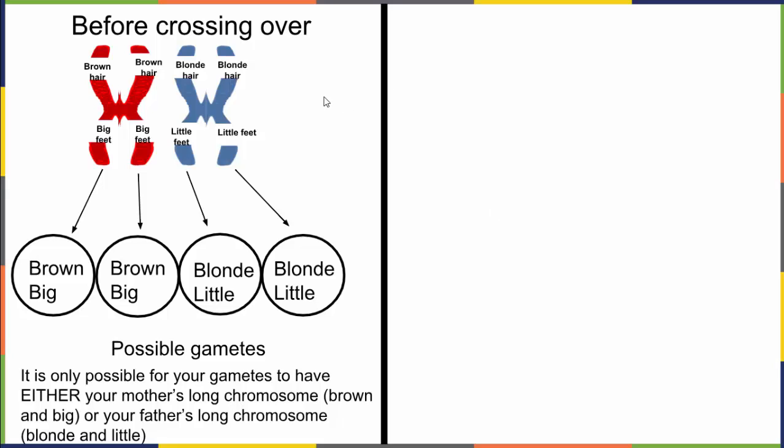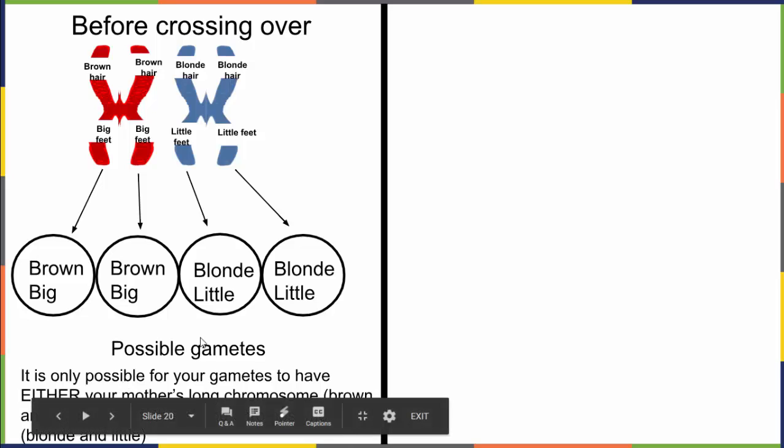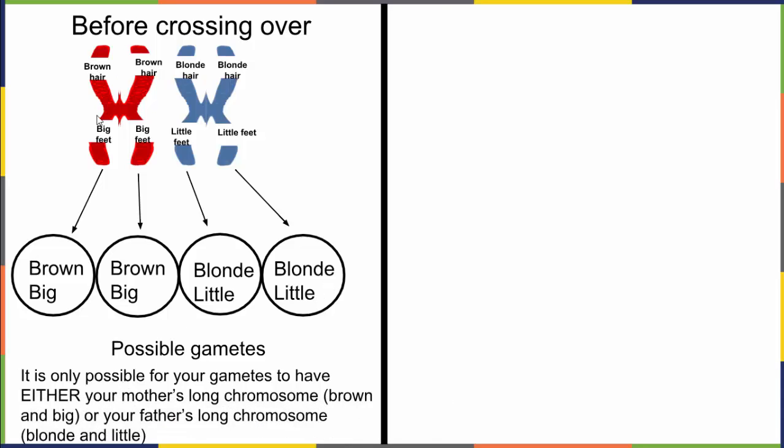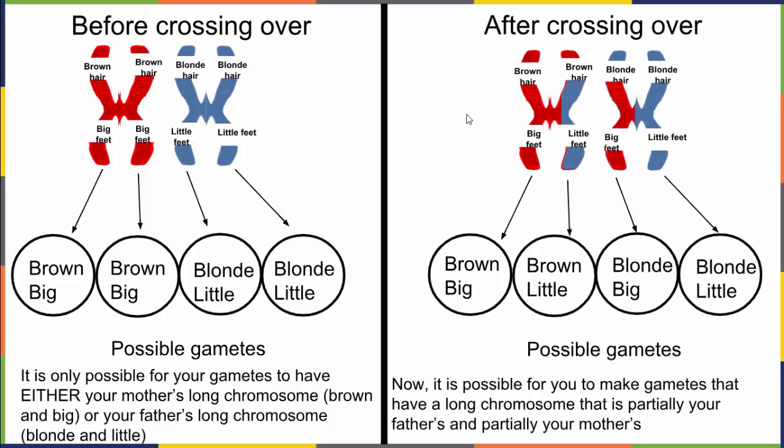So, for example, before crossing over, the options are you can make an egg cell or a sperm cell with brown and big. You could make another one with brown and big, because remember we make 4 during meiosis. We could do blonde and little or blonde and little. So you would either be passing along brown hair with big feet or blonde hair with little feet. You could never swap.